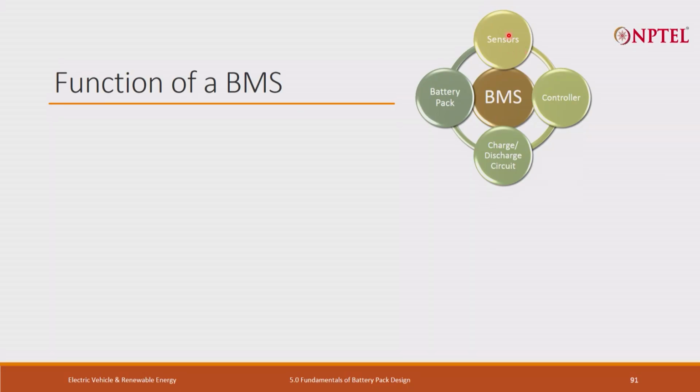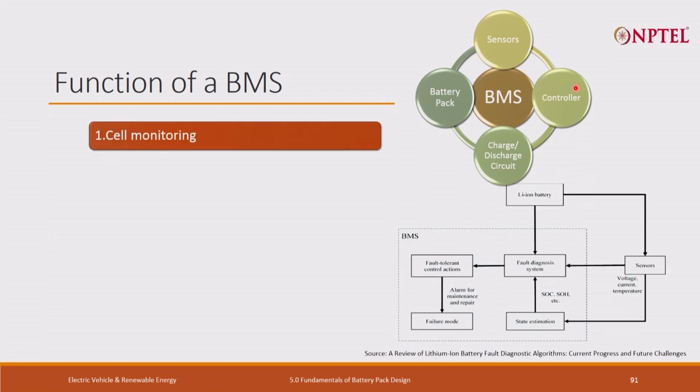So, the function of a BMS: it has multiple sensors connected to the battery pack, which controls charge, discharge, thermal management, and insulation monitoring by using an onboard controller. Now, it can also communicate to the outside, within the subsystems of the vehicle. That is also possible. So how does it do that?